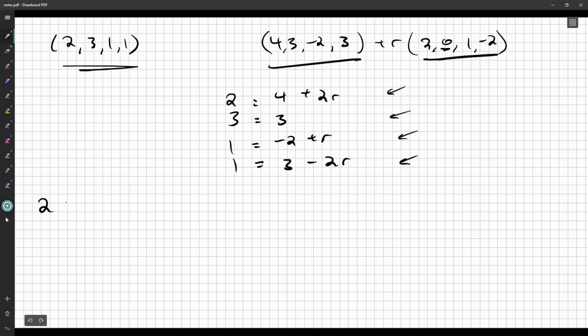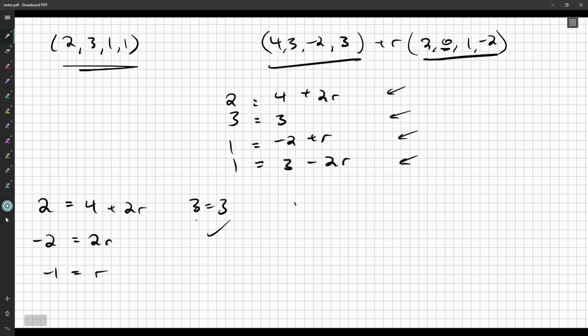So let's take a look at that first equation. 2 needs to be equal to 4 plus 2r. Subtract 4 from both sides. Divide by 2. We see r should probably be minus 1. The next equation, 3 equals 3, well, it doesn't matter what r is. This is always true. So nothing to do.